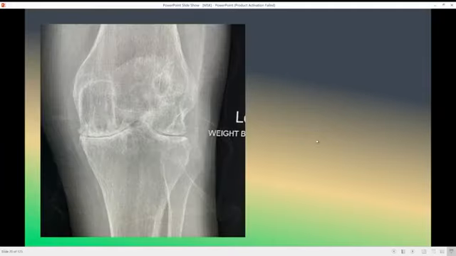Okay, this is our next case. Okay, we move to the next case. What do you think about the next case the patient has? What do you think the patient has?